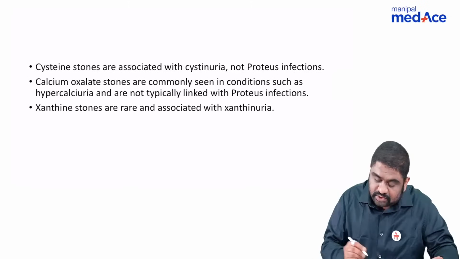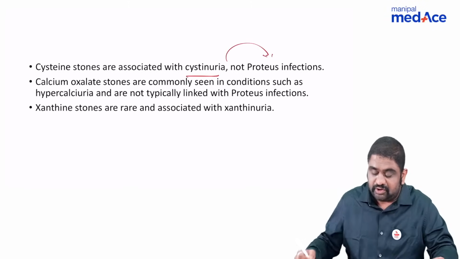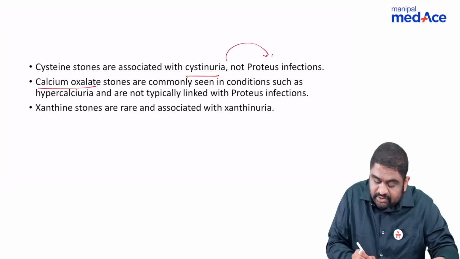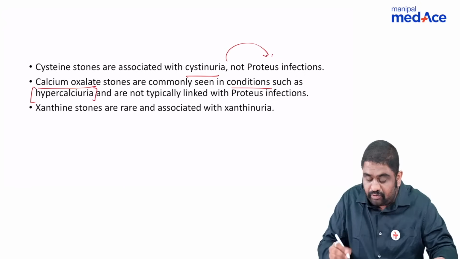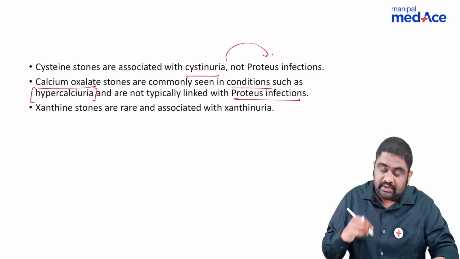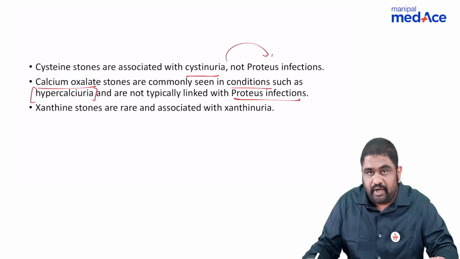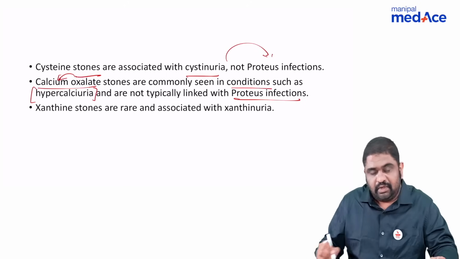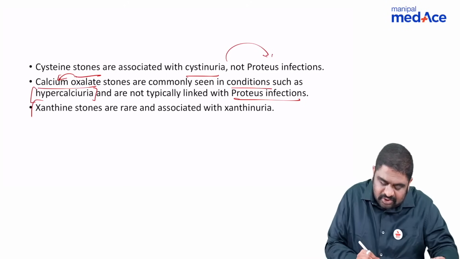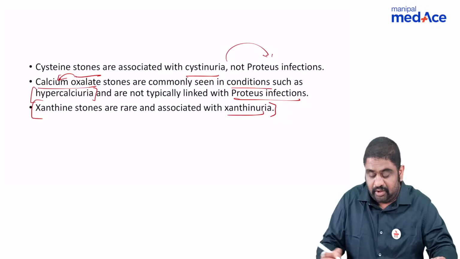Now, cystine stones are associated with cystinuria, not in case of Proteus infection. Calcium oxalate stones are commonly seen in conditions such as hypercalciuria, and they are not found in case of Proteus infection. And there is a saying that tomatoes are rich in oxalic acid, because of which calcium oxalate stone formation can be noticed. Xanthine stones are very rare and they are associated with xanthinuria.